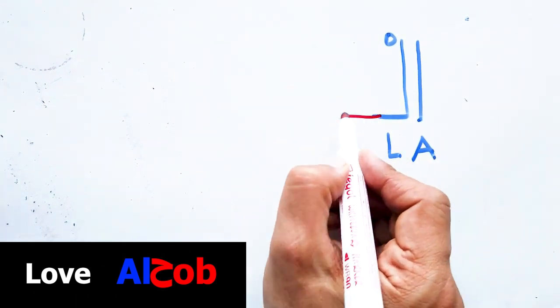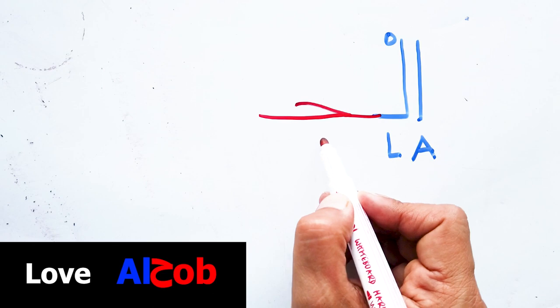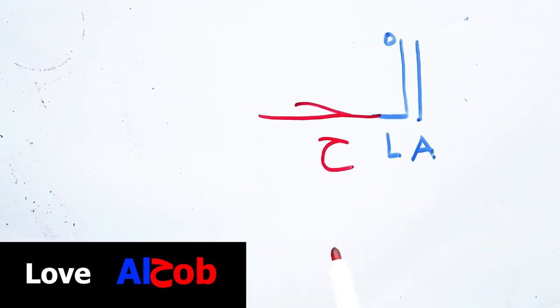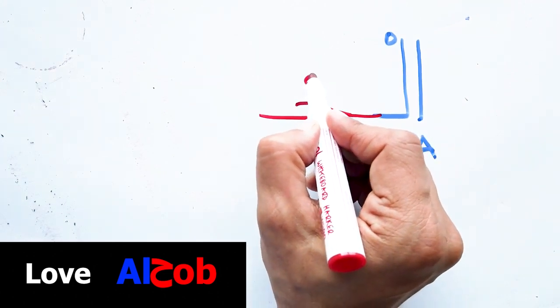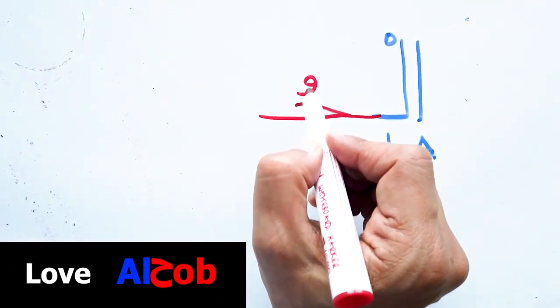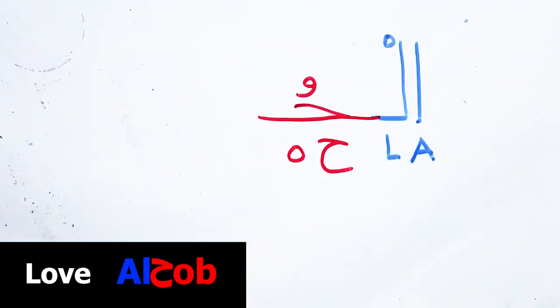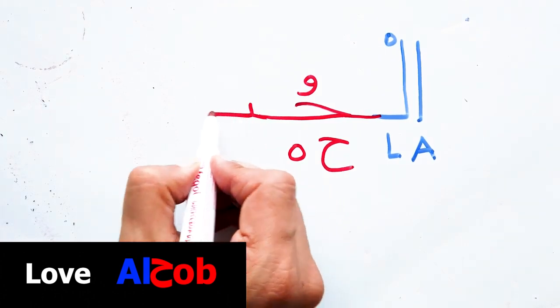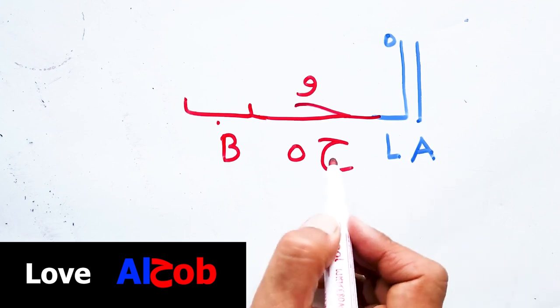L. Hu. The sound of this letter doesn't exist in English, so I'm gonna write it like this. It's not H. Okay? Hu. And now I will add dhamma. It has the sound of O. Hu. Let's add dhamma here. الحب. The sound of B, baa, sounds like B. الحب.